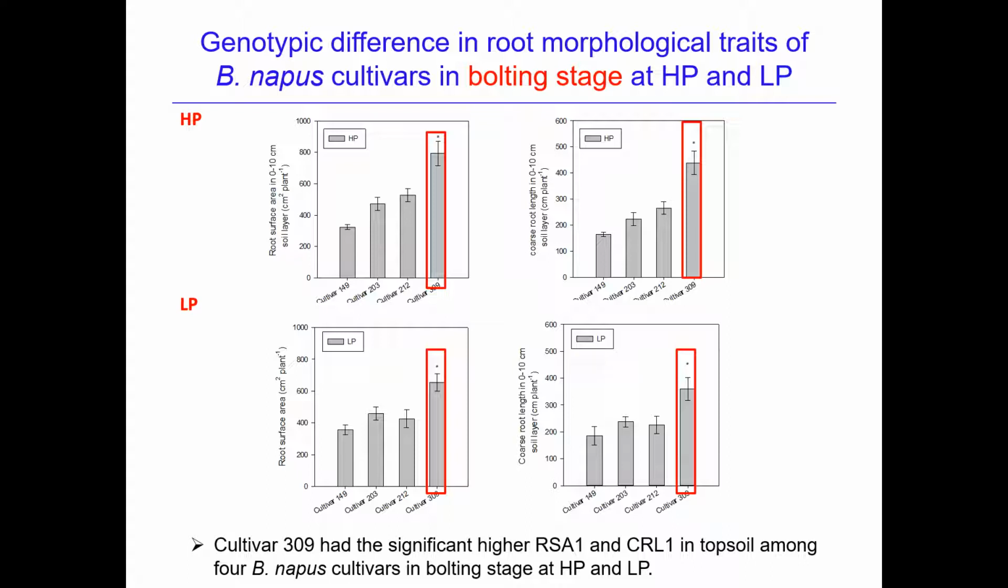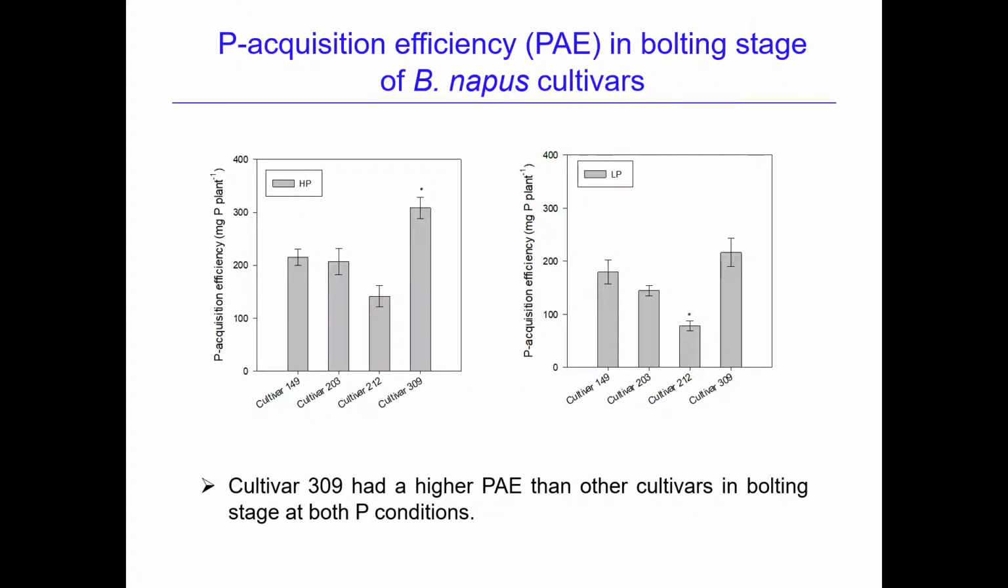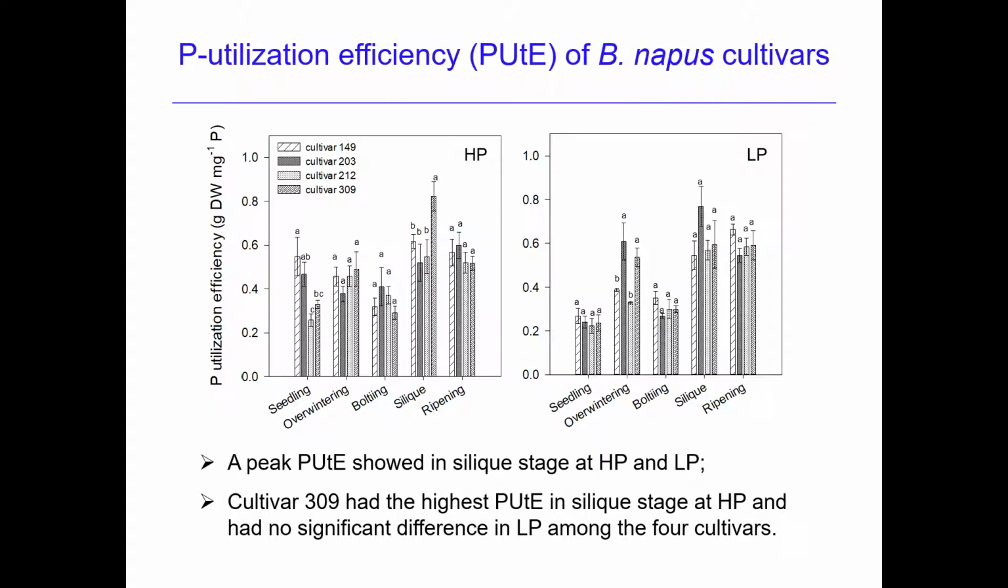As for the P acquisition efficiency, we also found that cultivar 09 had the highest PAE compared with other cultivars at both P conditions. As for the P utilization efficiency, in the different growth stages, we found that the maximum PUE showed in the seedling stages at both P supplies. But the cultivar Ronan had the highest PUE in the seedling stages at high P, and at low P there was no significant difference.